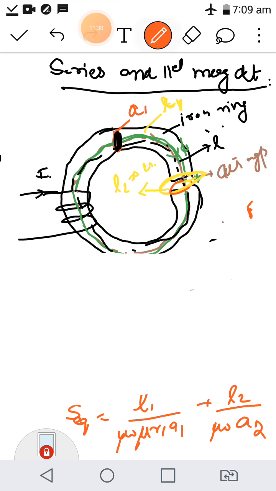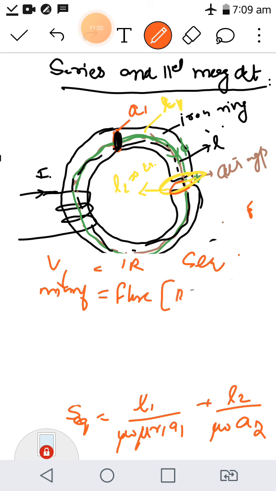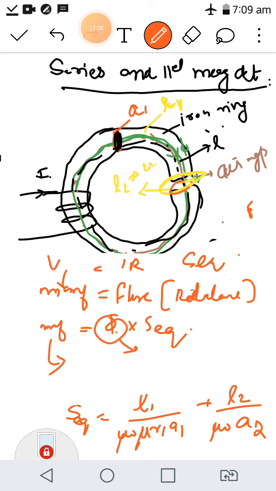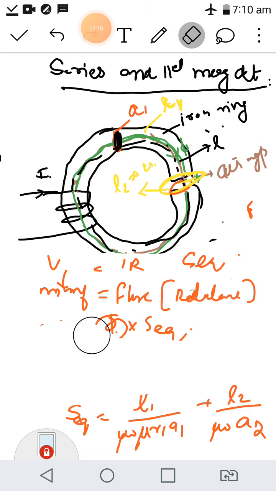Once you have calculated the total value of S equivalent, you can use this expression: in an electrical circuit, V is equal to I into R, as we know. In a magnetic circuit, the corresponding relation is MMF equal to flux into reluctance. So total MMF is equal to total flux into S equivalent for the whole circuit. From that you can find the MMF if flux is given, or find the flux if MMF is given. This is the way to do numerical examples when they ask. So this is about the series magnetic circuit.